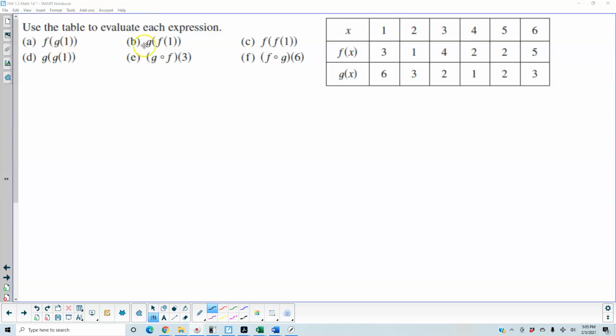So here we're going to use the table to evaluate each expression. These are our values for x, these are our outputs for f of x, and these are our outputs for g of x.